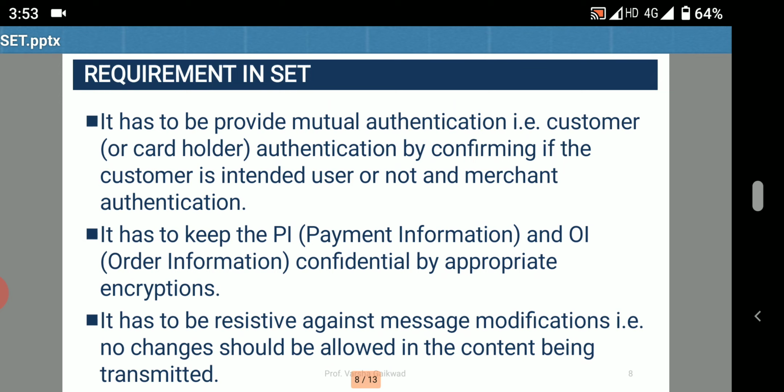It has to provide mutual authentication, that is, customer or cardholder. Okay, now these are the requirements in SET. First, it has to provide mutual authentication, that is, customer or cardholder. Okay, the customer is a cardholder. Authentication by confirming if the customer is the intended user or not, and merchant authentication.